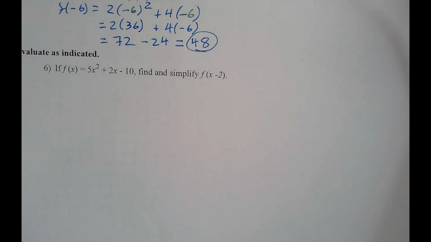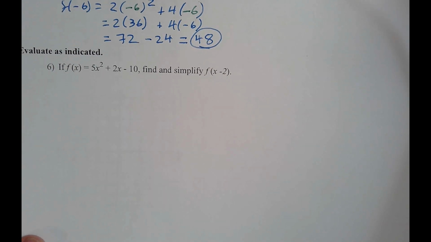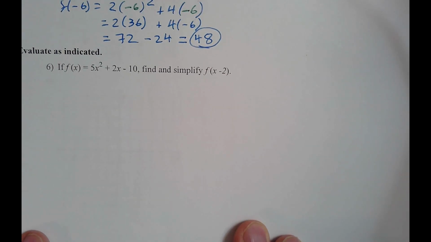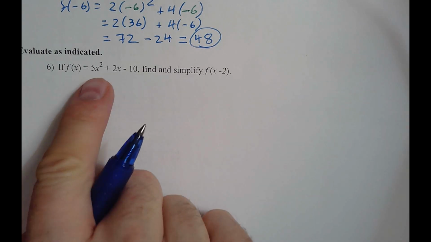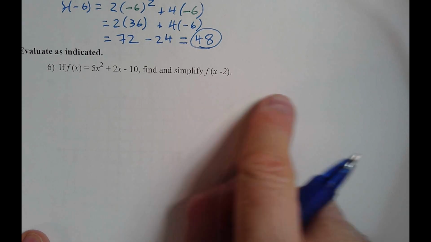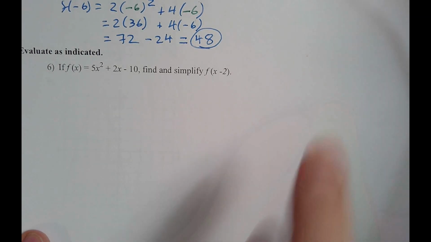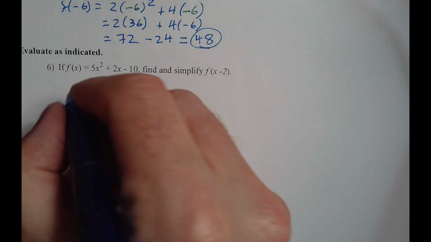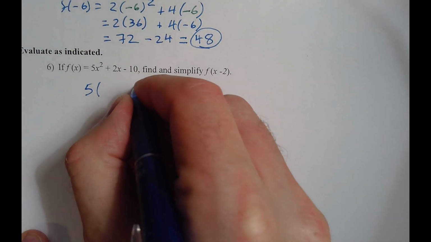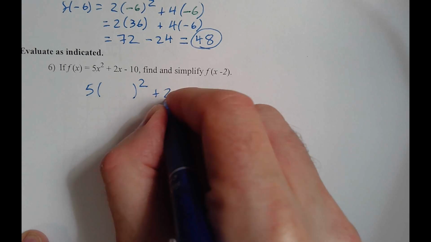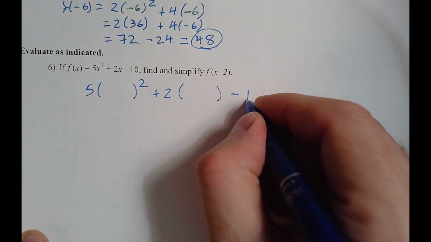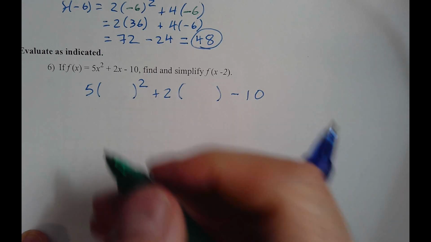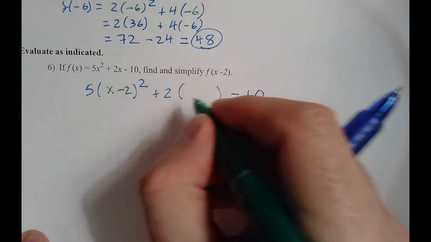Let's try number 6. So again, pause the video. A little hint when you try this out, you're going to be squaring this x minus 2. Remember to FOIL that out. So go ahead and pause the video. Give the problem a try. All right, so let's go ahead and work it out. Here we're going to replace x by x minus 2.